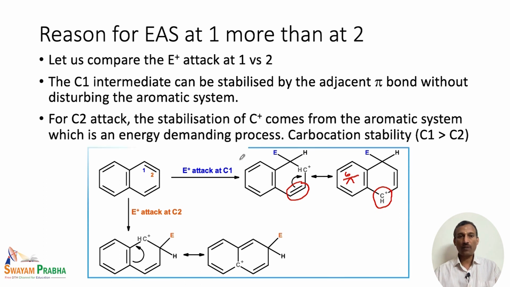But on the other hand, when the C2 attack actually happens, as we have seen, the carbocation formed here at position number 1 requires the 6 pi electrons from the aromatic system to stabilize it. So one of the pi electrons is stabilizing this particular carbocation, which is a high energy demanding process. That is the reason that if you look at the carbocation stability, the carbocation formed by the C1 attack is more stable compared to the carbocation formed at the C2 attack. So that is the reason we can see why the C1 attack, that is the position 1 attack, takes place when the electrophile adds to the naphthalene molecule.